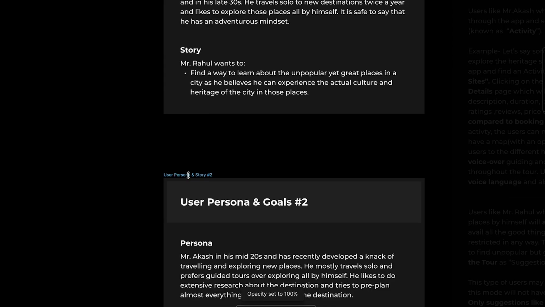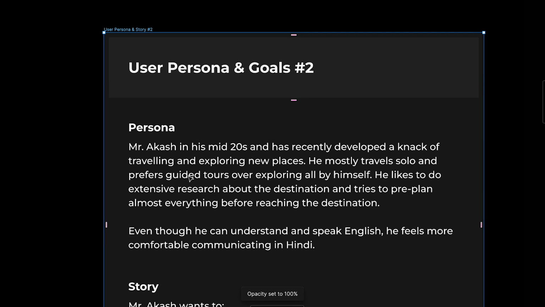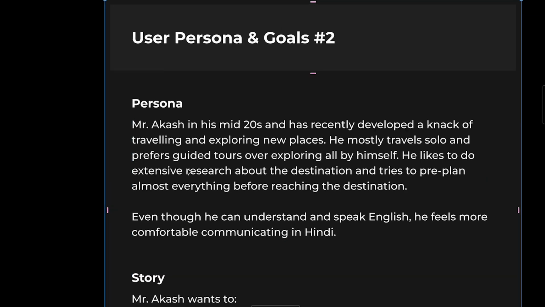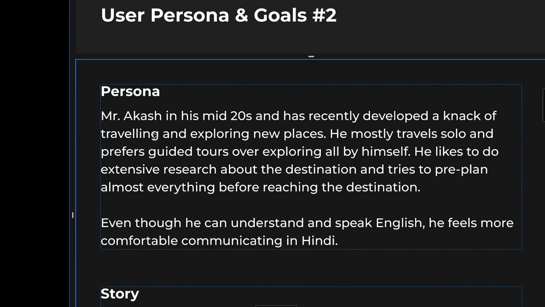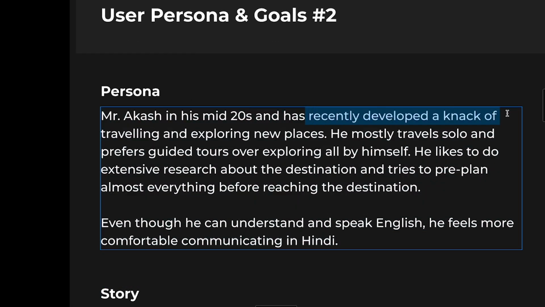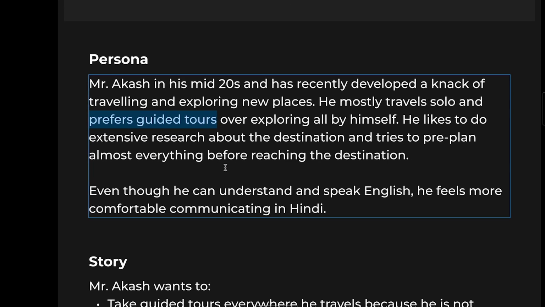Now he's also gone ahead and created a user story for Akash. Now again, he's added something over here. So Mr. Akash is in his mid-20s, recently developed the knack of traveling, all of this stuff. He likes to travel solo, prefers guided tours, all of that is fine. And now this is the addition. Even though he can understand and speak English, he feels more comfortable communicating in Hindi.